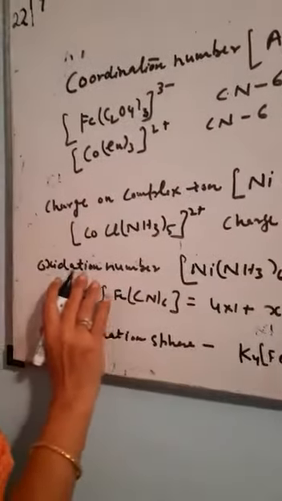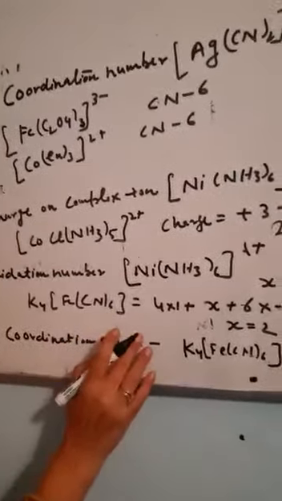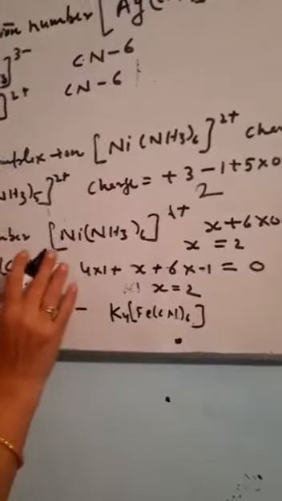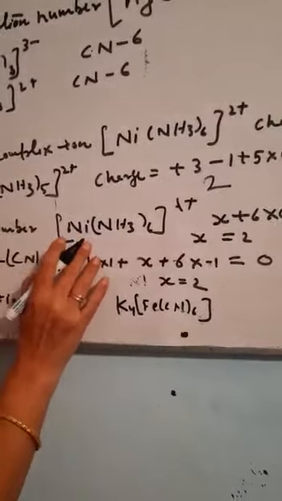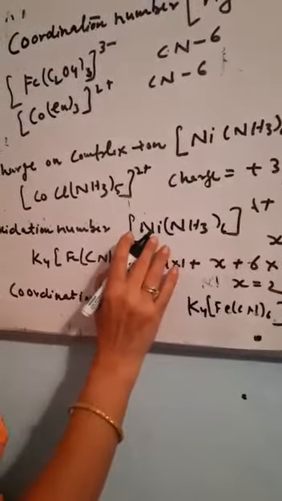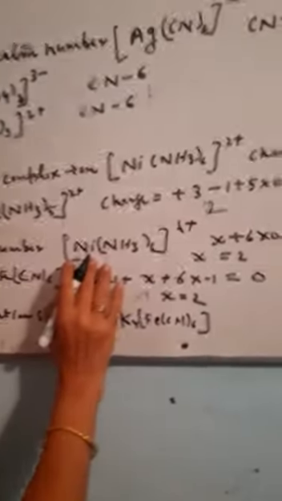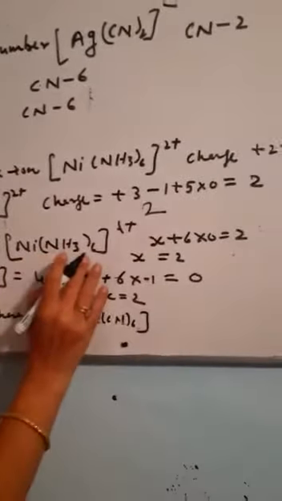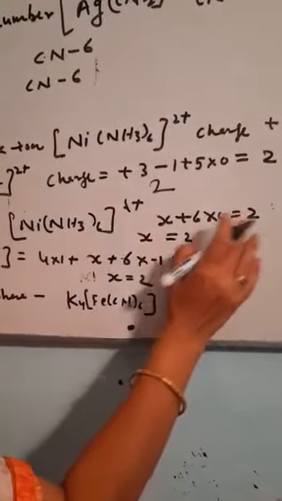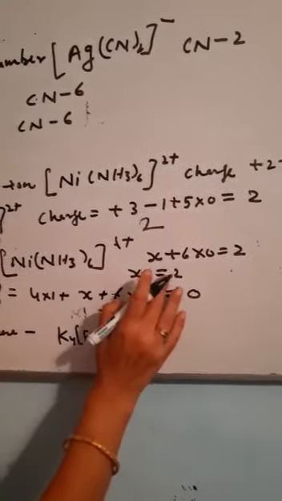Similarly, there is one more very important term, that is called oxidation number. We have to write the oxidation number of the central metal in parentheses. This oxidation number is calculated with the help of the charge on the complex. The central metal is taken as X. The charge on ammonia is 0 and the charge carried by the complex is 2. So X plus 6 into 0, the charge comes out to be 2.